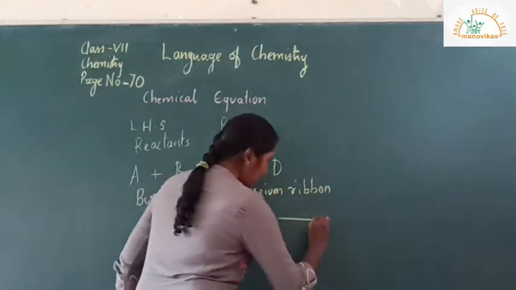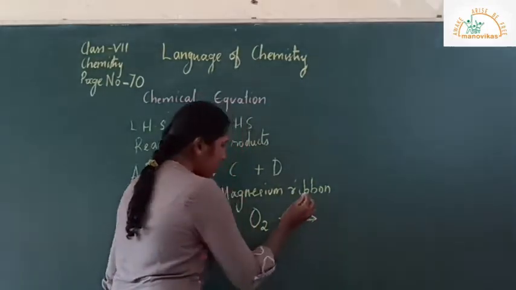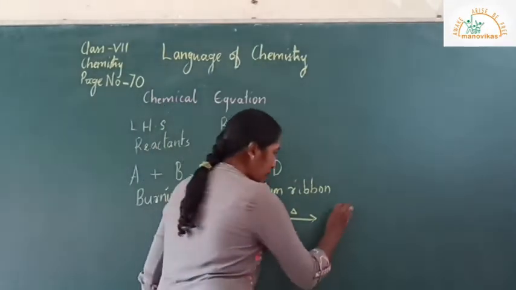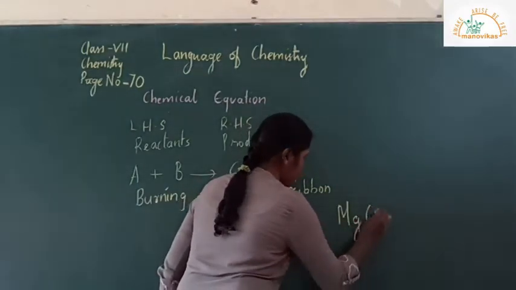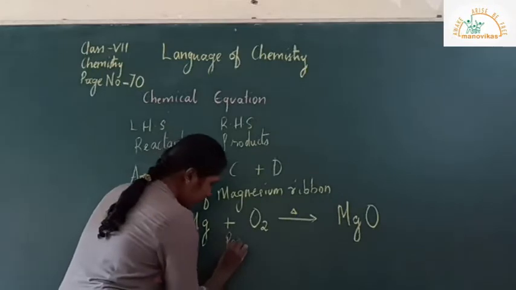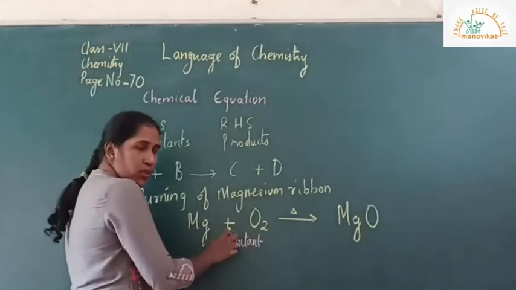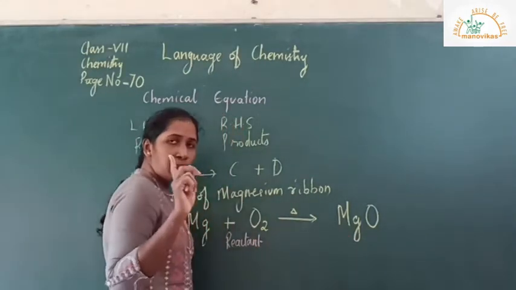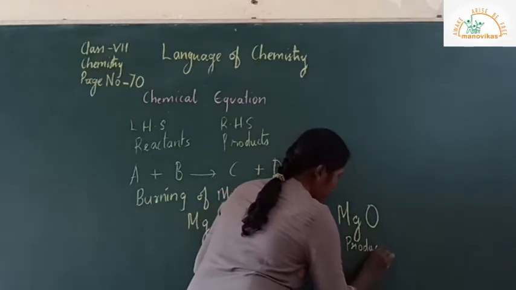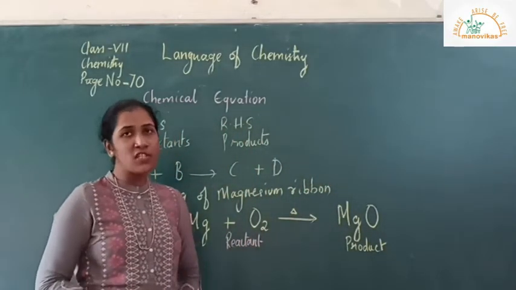After this the reaction proceeds with heat. Some amount of heat is required, wherein what we get is magnesium oxide. Now these are my reactants. Since there is more than one, they are connected with a plus sign, and here I have obtained only one product. Now I need to check whether this equation is balanced or not.